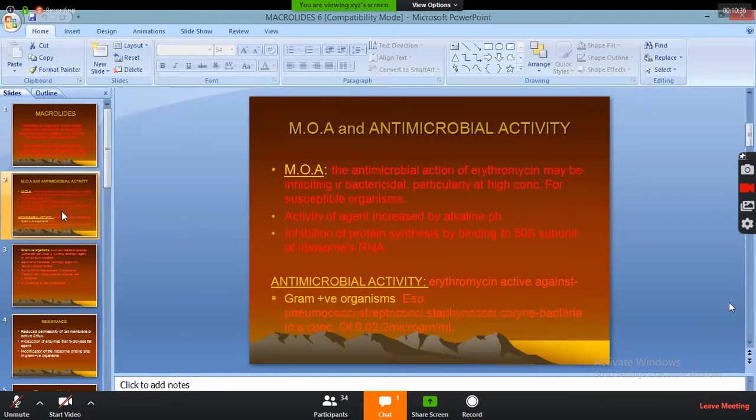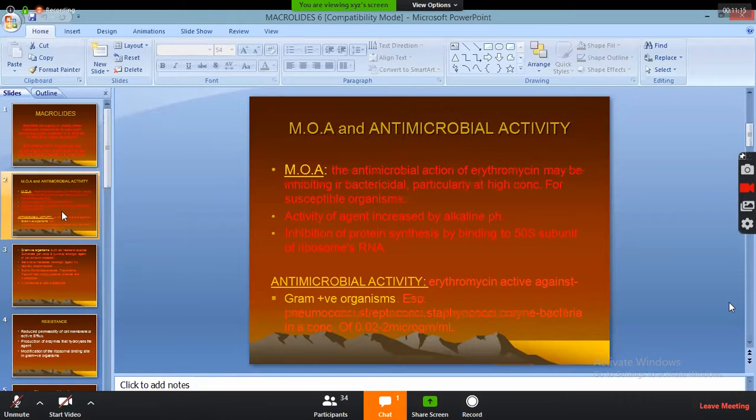Now, these agents bind to the protein of the bacteria. By a different sequence of actions, they inhibit protein synthesis, and they inhibit the addition of further amino acids in the bacterial peptide chain, and thereby bring about the arrest of the growth, or in high concentration, they even kill the bacteria. And they are best active at alkaline pH. As you all know, drugs are either basic or acidic. Macrolides are basic agents, weak bases, so they work well when the medium is alkaline.